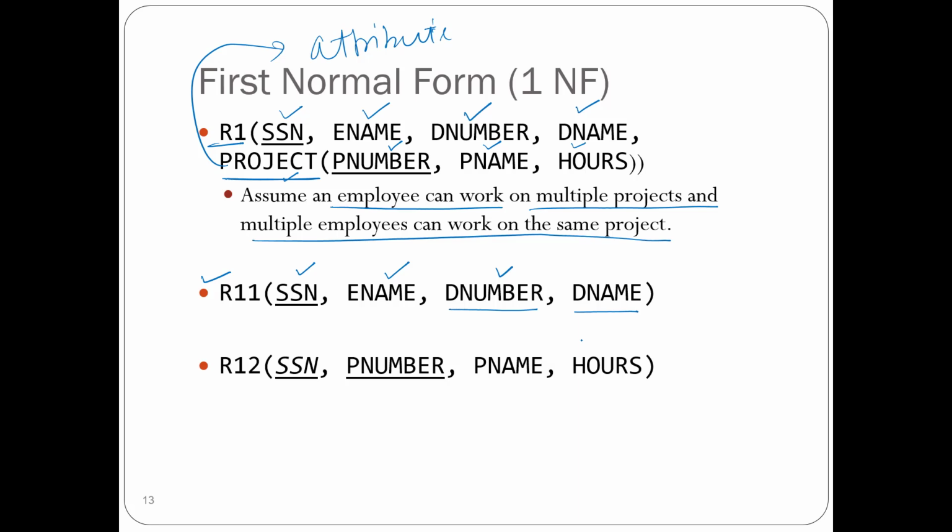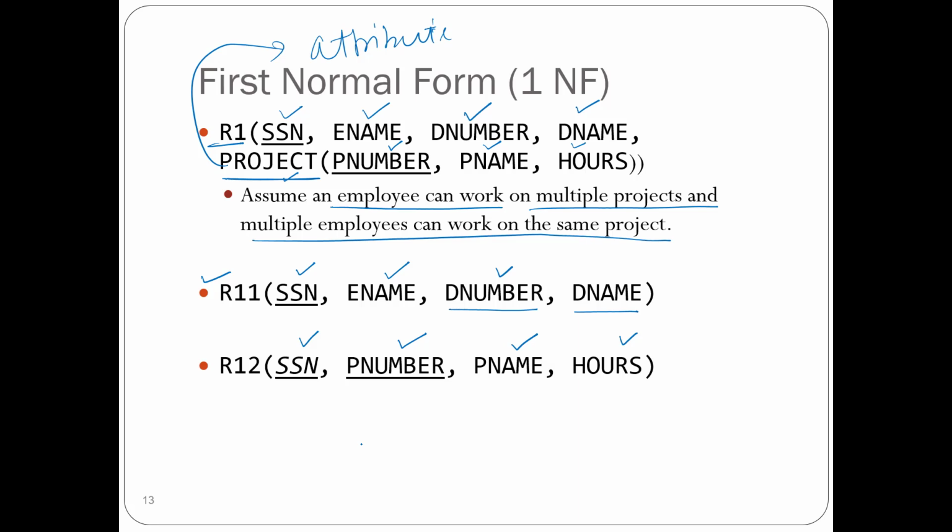The other relation, which is R12 here, will have the attribute types social security number, SSN, P number, the project on which this employee is working, P name, name of the project, and hours, the number of hours the employee is working on that project. Okay, and here R12 will have the two attribute types, SSN and P number. Why? Because one employee is working in multiple projects and one project has multiple employees.